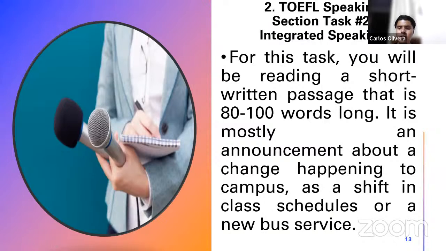Thank you for those of you who are just joining. We're going to start with the second task in the speaking section, okay? So what is the second task all about? For this task, dear students, you will have to read a short written passage that is about 80 to 100 words long. It is mostly an announcement about a change happening on campus, a shift in a class schedule, or a new bus service.